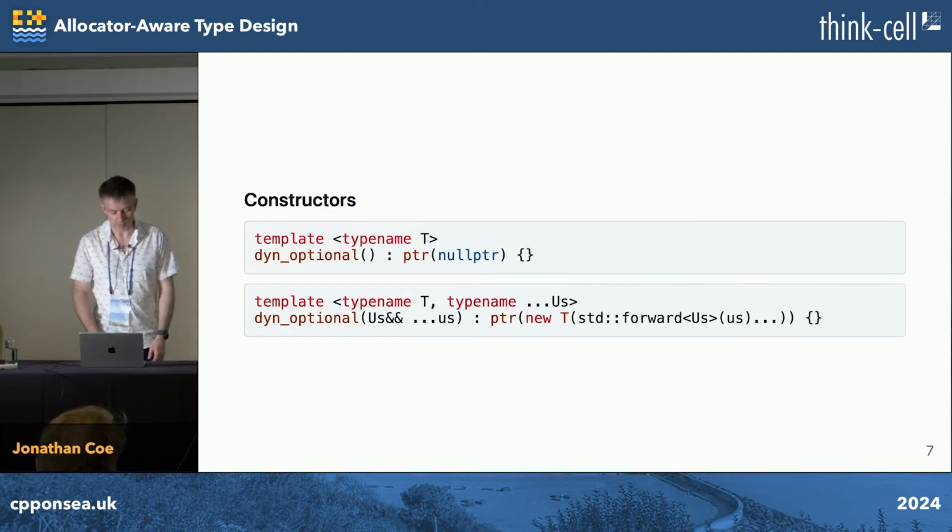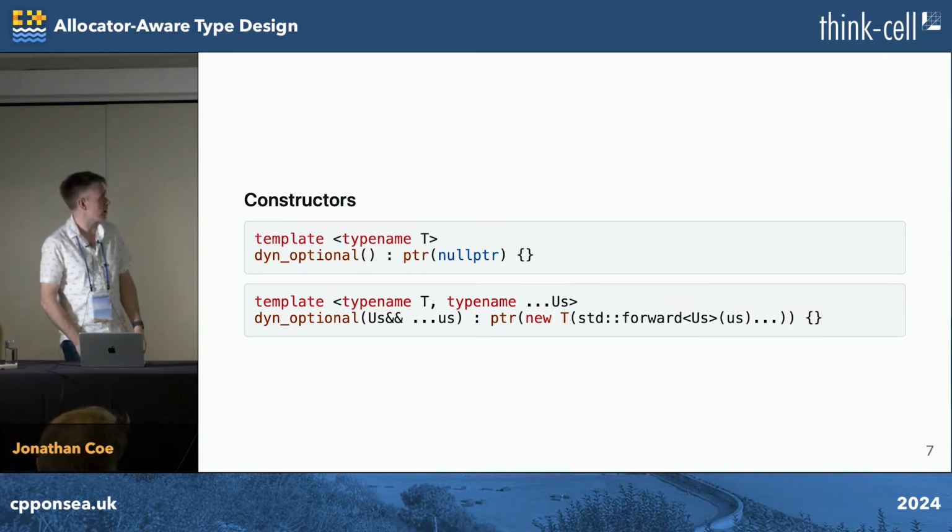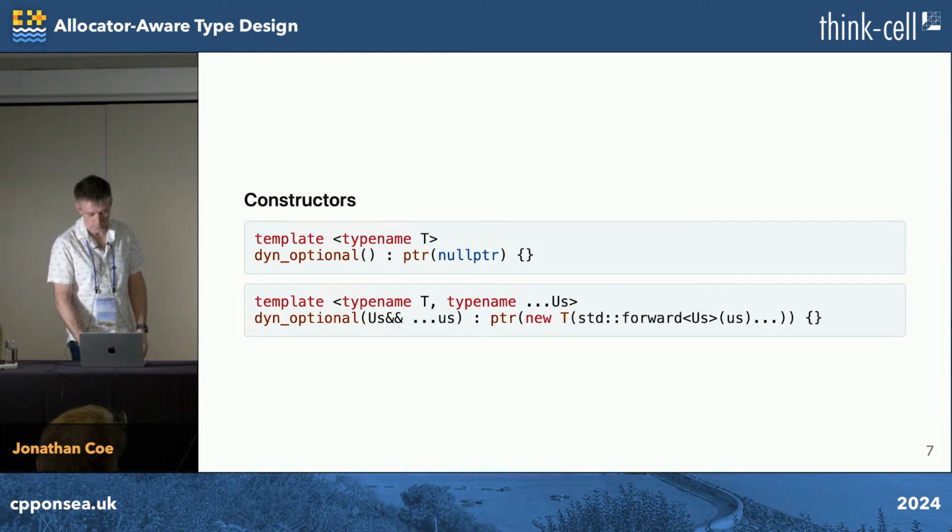So let's go through and just implement these. The default constructor: there's only one data member, which is the pointer, so it just sets the pointer into a null state. Not much more to say there. The forwarding constructor will create a new T object. The pointer then points to that, and it will create that T by forwarding those constructor arguments. All so simple, hopefully.